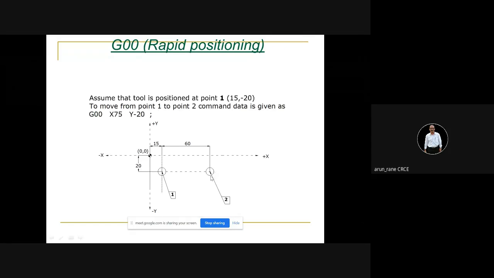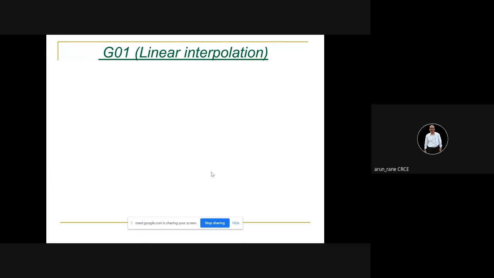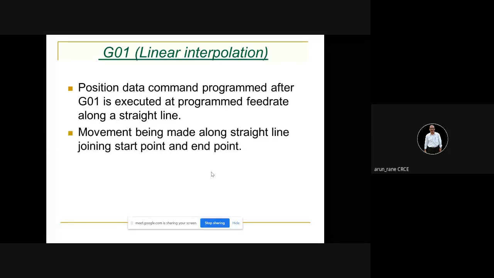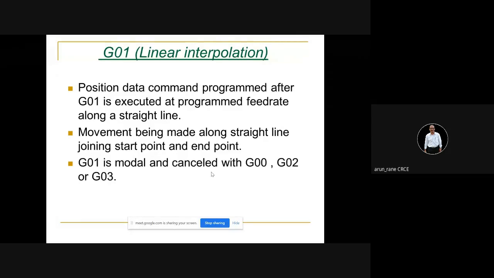And again, then you will use feed movement, that is G01. So this was rapid positioning. Now G01 means linear interpolation. Linear interpolation means some machining is actually going on, so that cannot be done at very high feed rates. Very high feed rates cannot be used, so we use G01.